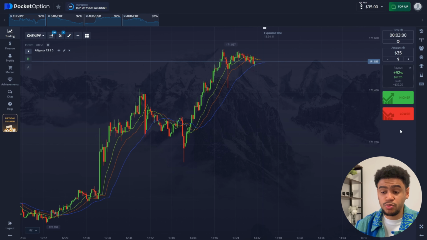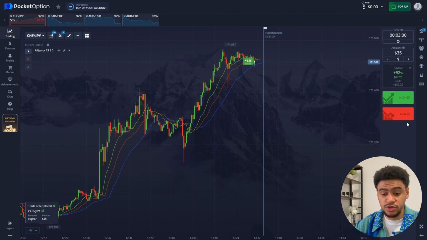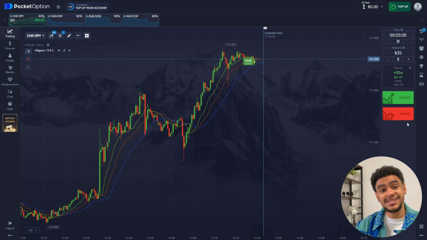Now, a lot of people would probably place a sell position here because of the alligator indicator. However, I am leaning towards a buy position, and I will explain why. I do not think that we have reached the historical maximum of the price. I believe we will be able to go a little bit further, even though I see that the price is starting to consolidate. So we're probably not going to see a lot of movement.